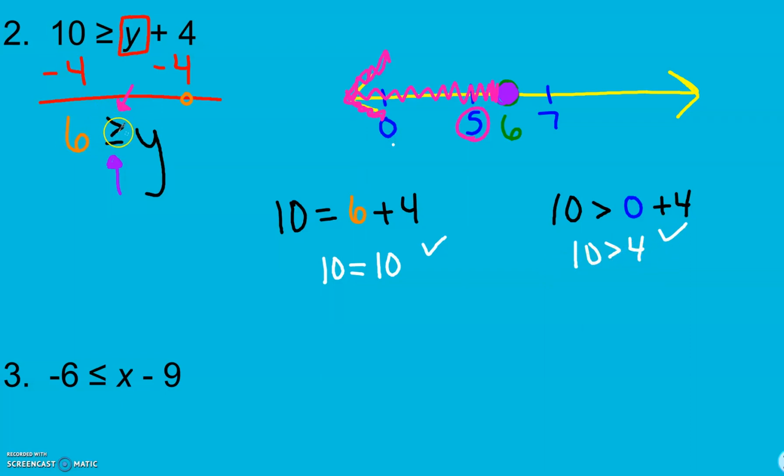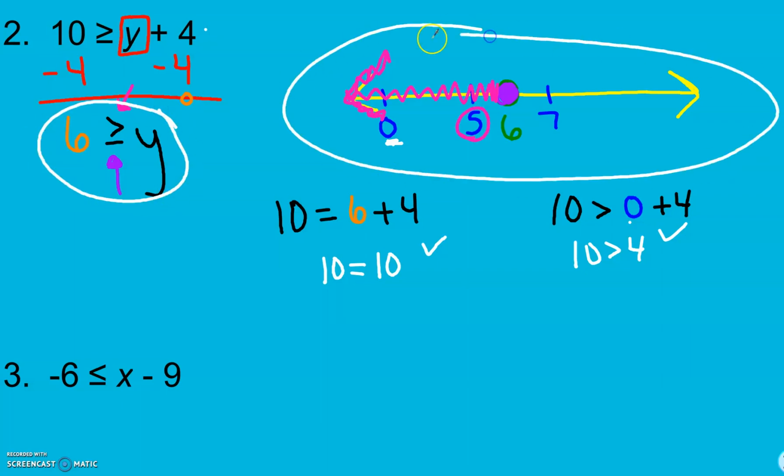We have 6 is greater than or equal to y. 10 is greater than or equal to y plus 4. So since when I plugged in one of my solutions into my original equation, I got a true statement, our solutions are correct, both my inequality and my graph.